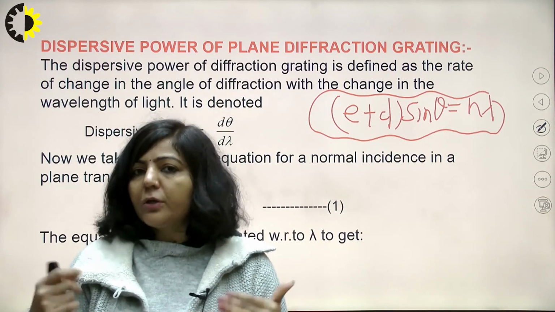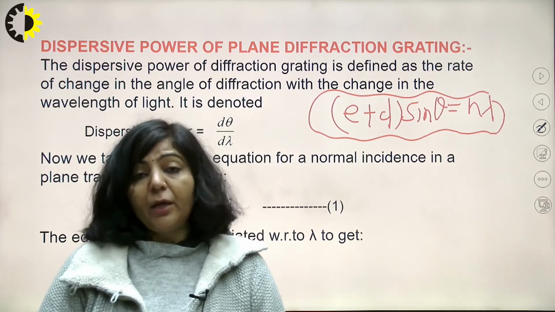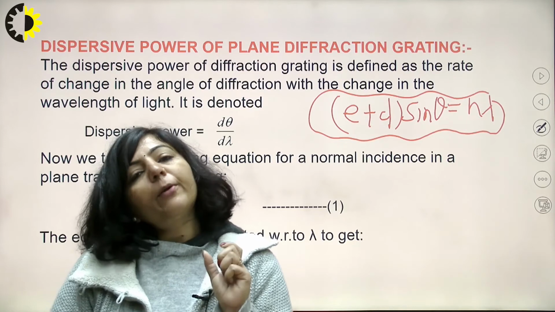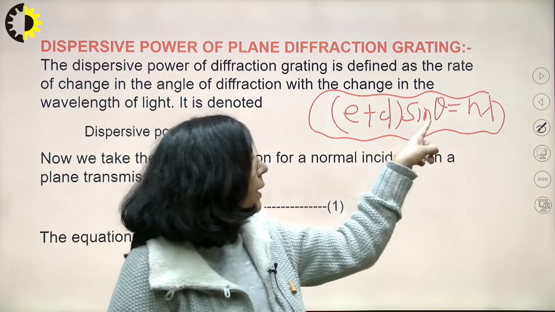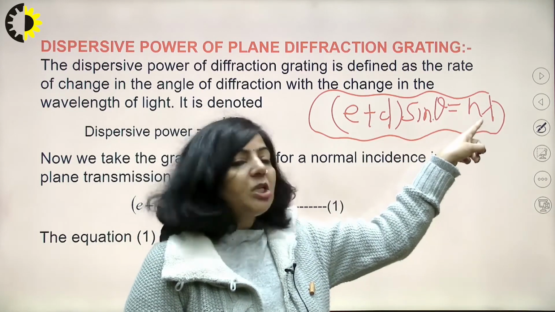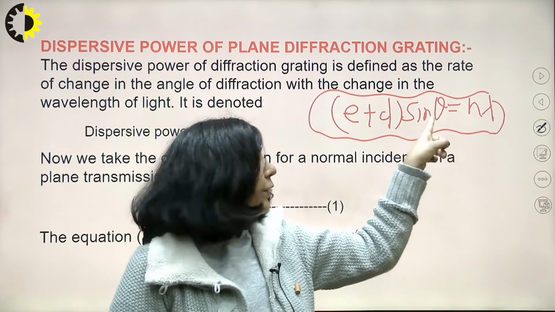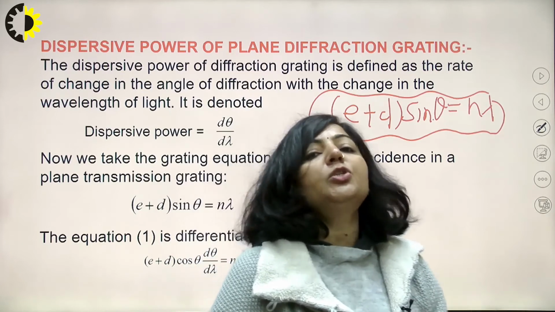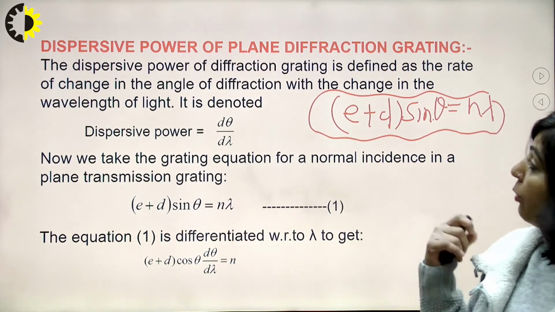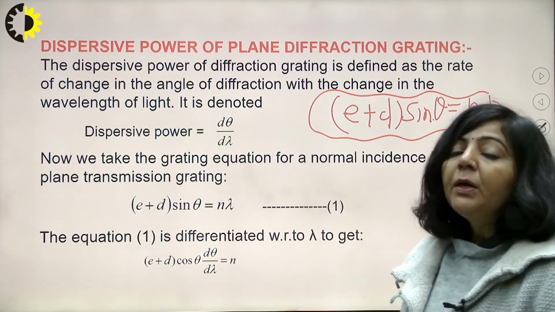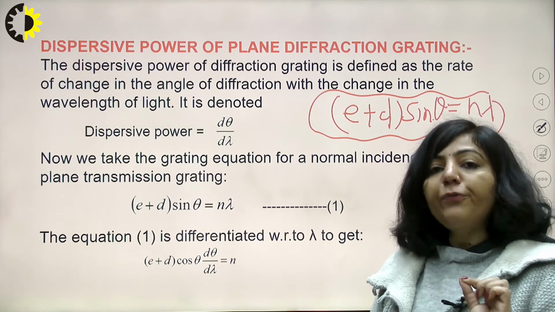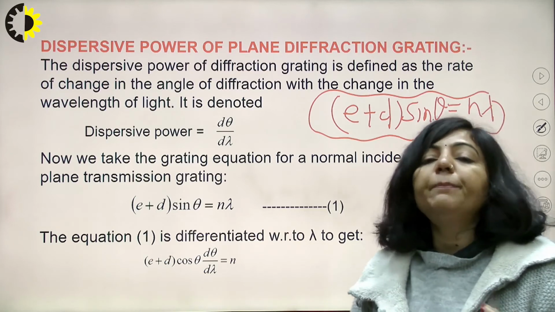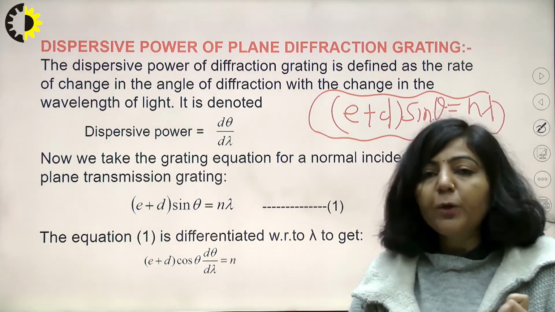For a particular order, if n is also fixed, say I am taking only first order spectra, then n will be 1. If I am taking second order spectra, then n will be 2. So for a particular order and a particular grating, this theta will change with wavelength. For different values of wavelength, theta will be different. That rate of change of angle of diffraction with the change in wavelength is known as the dispersive power of a grating. I hope this point is clear.